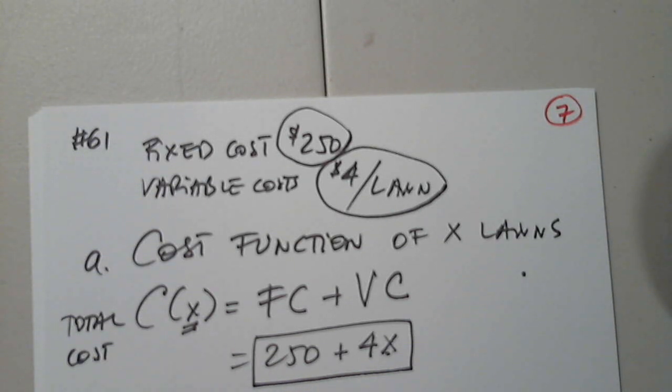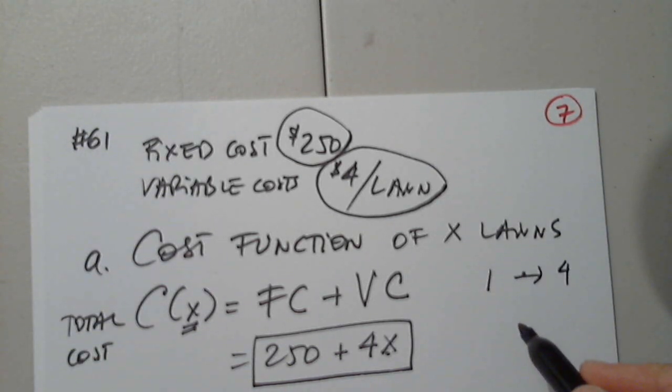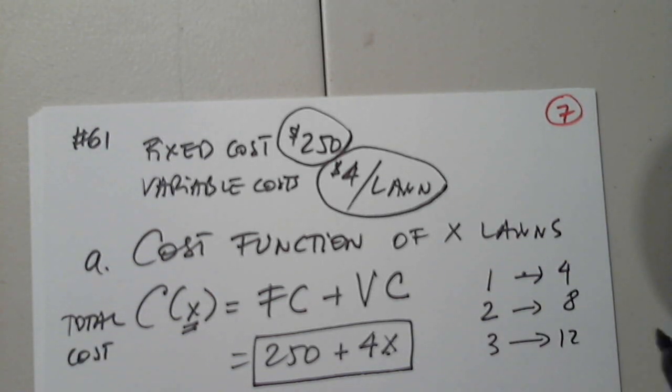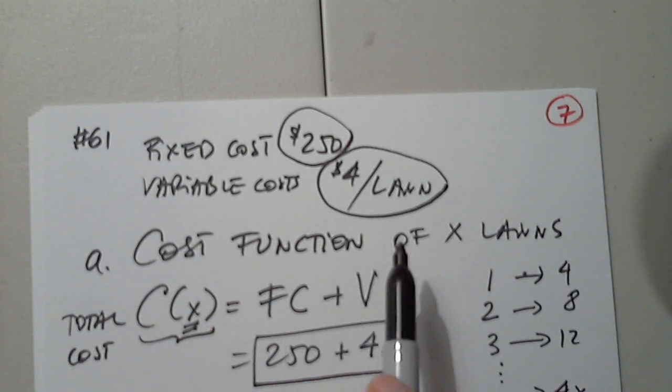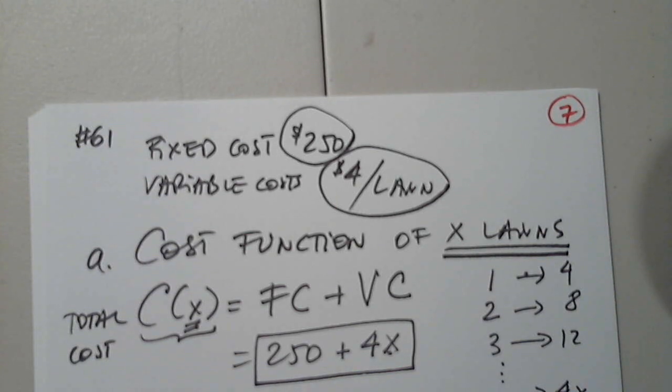No, I don't understand. Can you explain it one more time, please? So for 1, he pays 4 cost. For 2, 8. For 3, 12. For x, 4x. So we just replace the variable by x number. We are asked to find the total cost for x lawns. Okay. Is that okay? Yes. Thank you.